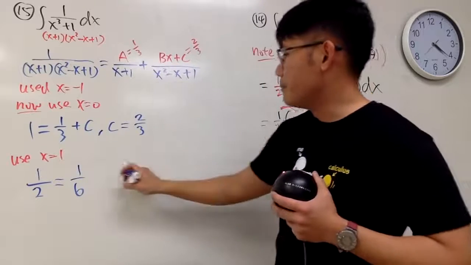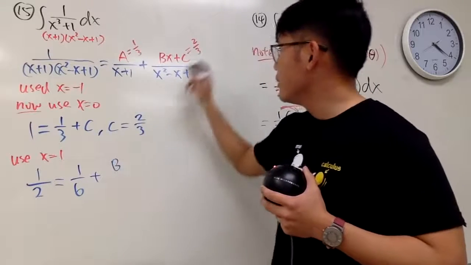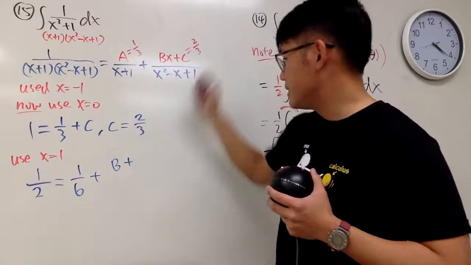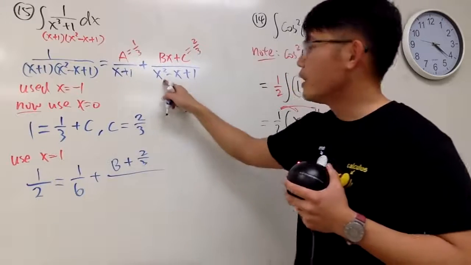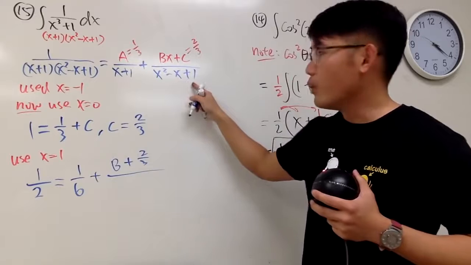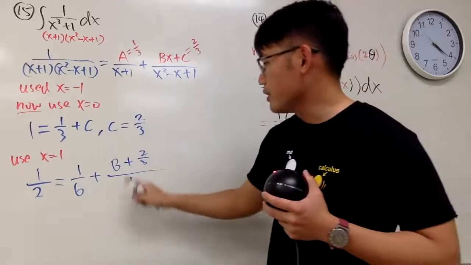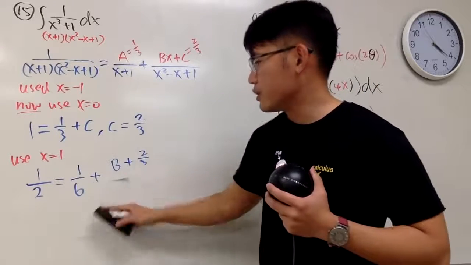Putting 1 in here, so you have B on the top. And then you have plus C, which is 2/3, over. And then if you're putting 1 in here, 1 minus 1 is 0. So you have over 1. So in another word, this doesn't matter. So you just have this.